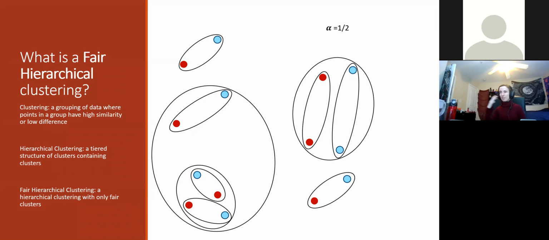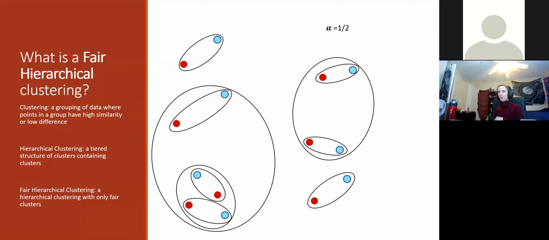So for instance, in the hierarchy on the right, where there are 2 colors and alpha equals 1/2 like we had before, this hierarchical clustering is not fair because we have 2 clusters on the right, one with only red points and one with only blue points. So those 2 clusters are not fair, so this entire hierarchy is deemed not fair. On the other hand, if we look at this simple change that we can make, we find that this hierarchical clustering is actually fair.